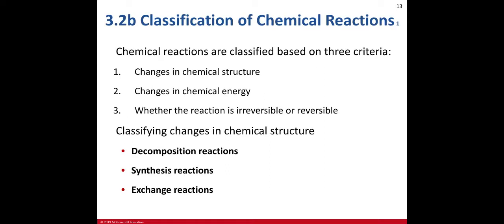Chemical reactions get classified based on three specific criteria. One, we change the chemical structure, whether that is we break it apart, build, or we switch where things are. We have to change the chemical makeup in order to have a chemical reaction. Two, we change the chemical energy. So we've stored energy in bonds. If we break or form new ones, we're changing the energy. And three, we classify if it is a reversible or irreversible reaction. Can it go in both directions, or is this a one-way street?